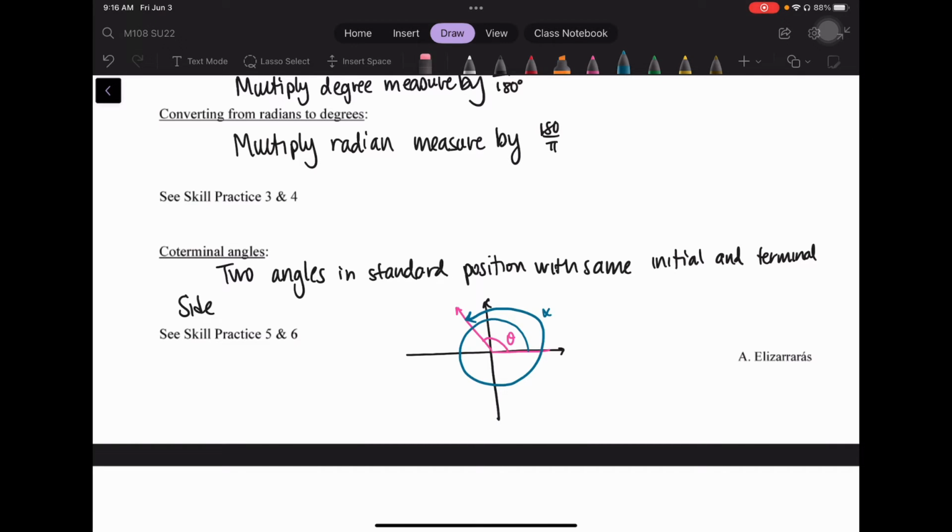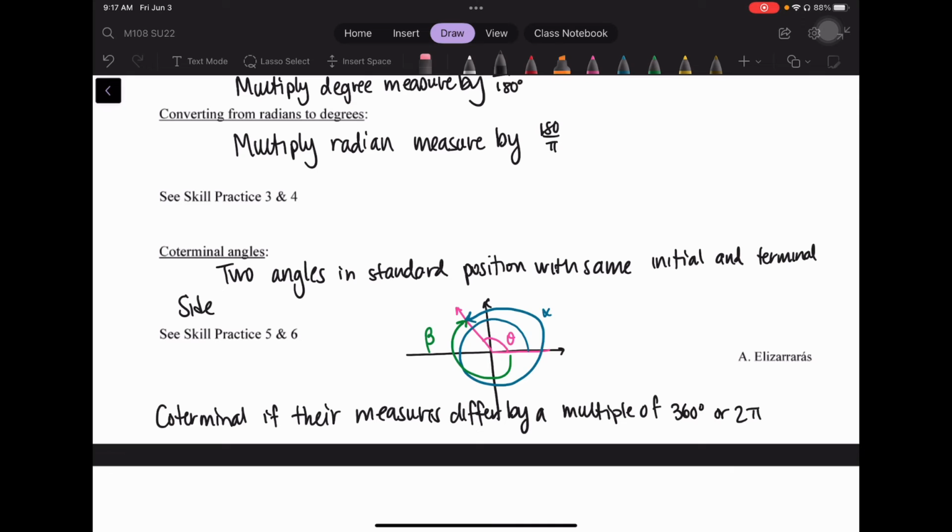I could also go reverse. I could say that this angle is coterminal with theta. Let's call this one beta. Because they start and end at the same place, but one was counterclockwise. So two angles in standard position are coterminal if their measures differ by a multiple of 360 or 2 pi. So for the pink to the blue, they both went from quadrant 1 to quadrant 2, but then the blue also went a full 360 degrees more.